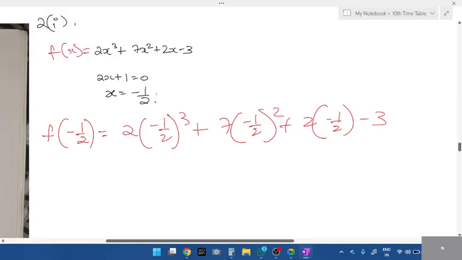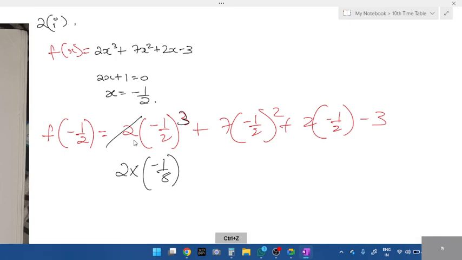What's the answer you all got? Can all of you respond? 2 into minus 1 by 8. Right? First you have to open the bracket, students. Don't try to reduce 2 and 2. Wrong. First open the bracket.